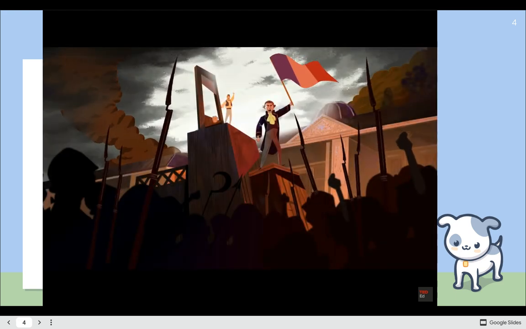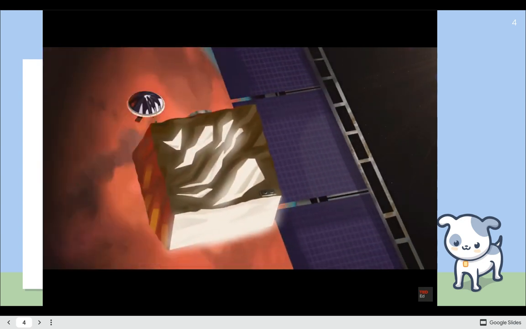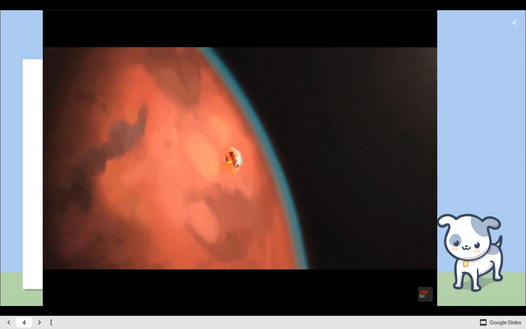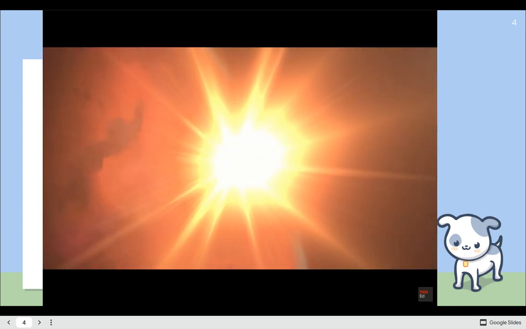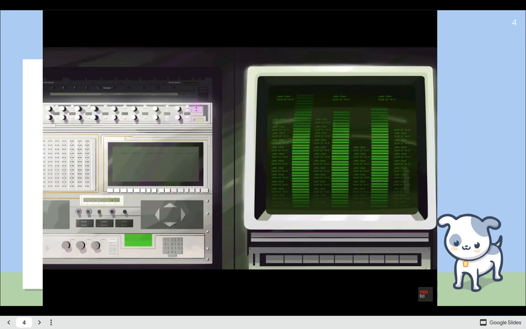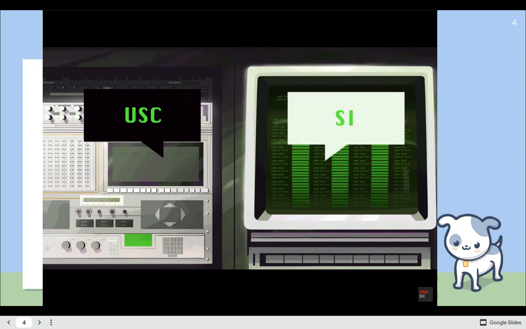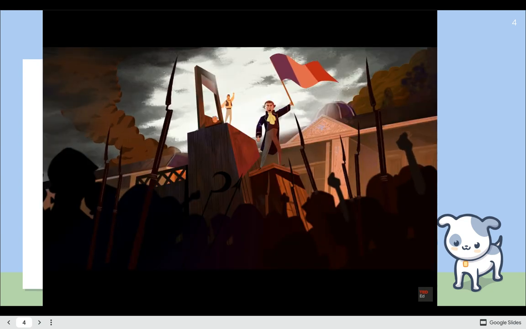What does the French Revolution have to do with the time NASA accidentally crashed a $200 million orbiter into the surface of Mars? Actually, everything. That crash happened due to an error in converting between two measurement systems, US customary units and their SI or metric equivalents. So what's the connection to the French Revolution?